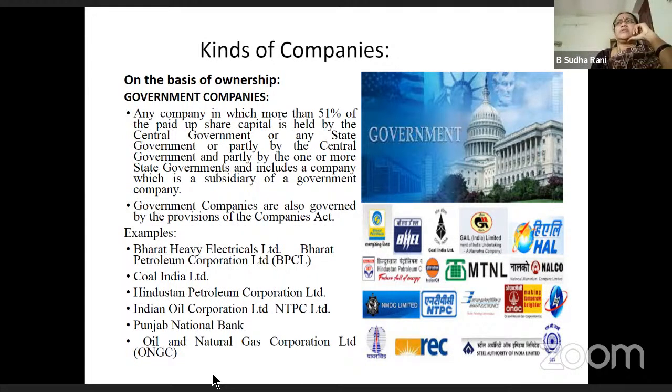I hope you all are understanding. Next, government company, on the basis of ownership. So who owns the company? Whose investment is more? Based on that, again we have government companies, public companies, private companies, or foreign companies. So a government company based on ownership is a company in which the government has more than 51% of shareholding.